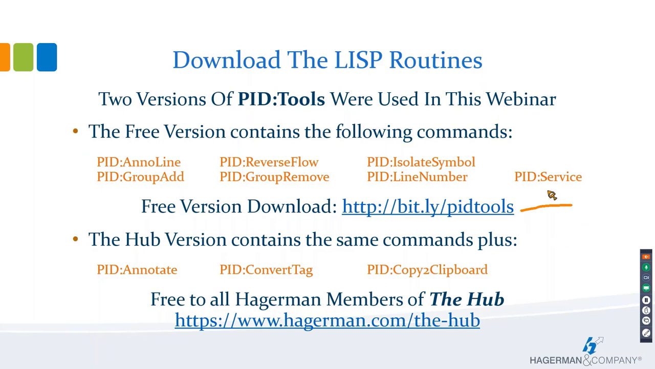And it has these commands that you see up there: analyze, reverse flow, isolate symbol, group add, group remove, line number, and service. Then the hub version has all the same commands. It has an additional one called PID annotate, which basically replaces that one. You don't use that one at all. This one does that one, plus it will annotate all the valves globally, all the reducers globally.